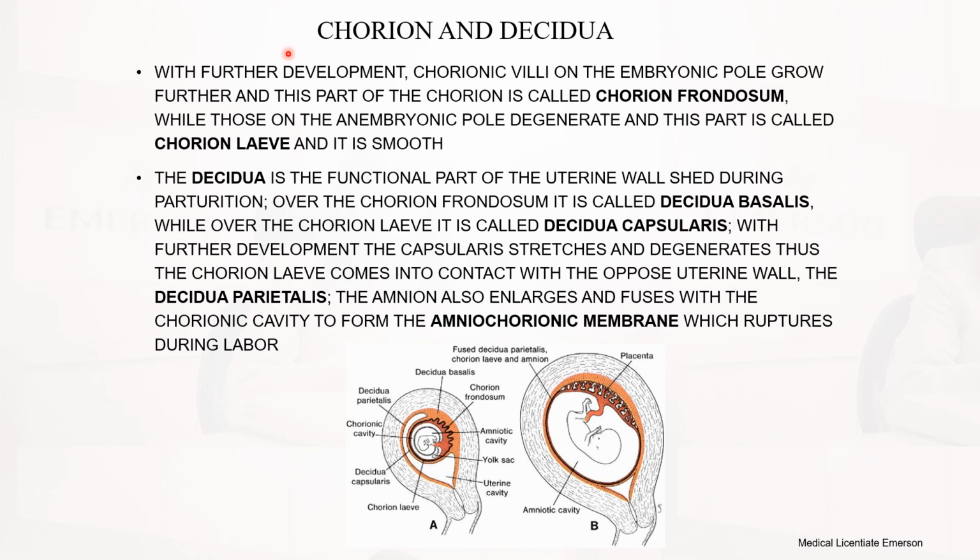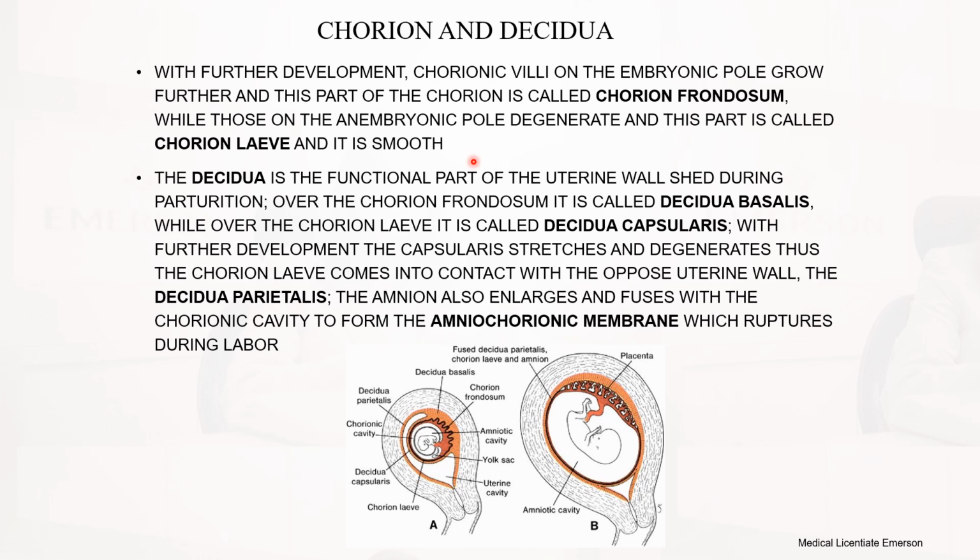Then let's talk about the chorion and the decidua. With further development, the chorionic villi on the embryonic pole grow further, and this part of the chorion is called the chorion frondosum, while those on the abembryonic pole degenerate, and this part is called the chorion laeve, and it is smooth. So that's what we are going to learn first.